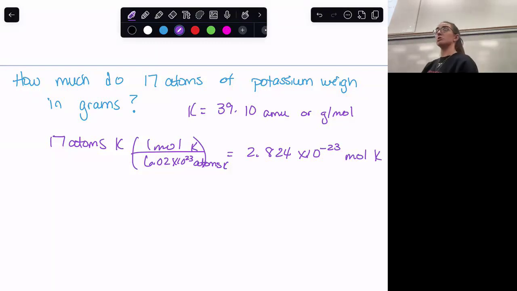All right, so we get a negative 23. It's a very small number. Okay, what do we do once we have moles? Yeah, now we can multiply by grams per mole because that's going to use our moles.